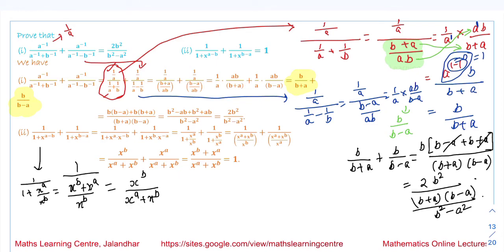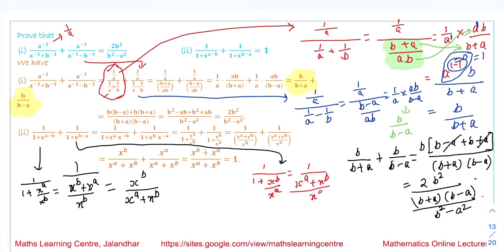When we are solving the second term, what we are having over here is 1 over 1 plus x raised to the power b over x raised to the power a. When you take the LCM, it is 1 over x raised to the power a plus x raised to the power b over x raised to the power a, and this is equal to x raised to the power a over x raised to the power a plus x raised to the power b.